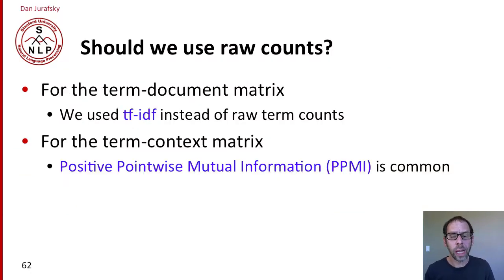Now for the term document matrix for information retrieval, we used TF-IDF weighting. We didn't use raw counts. We used various kinds of weighting, sometimes TF, sometimes IDF, sometimes both. Now for the term context matrix, it's very common to use a version of pointwise mutual information called positive pointwise mutual information. So let's look at that.